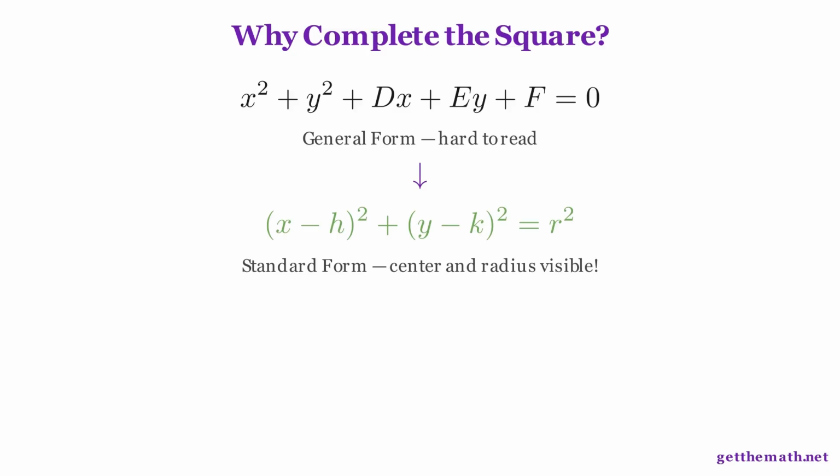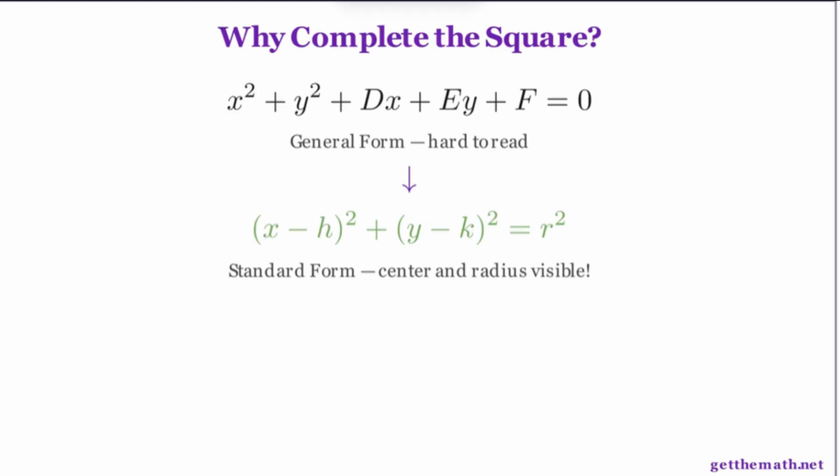That form does not tell us much. We cannot see the center, and we cannot see the radius. But when we convert it to standard form, (x minus h) squared plus (y minus k) squared equals r squared, everything becomes visible. The center is (h, k). The radius is r. That is why we complete the square.